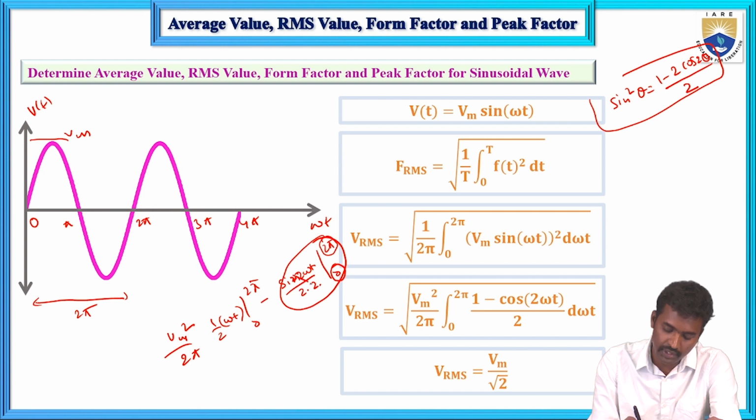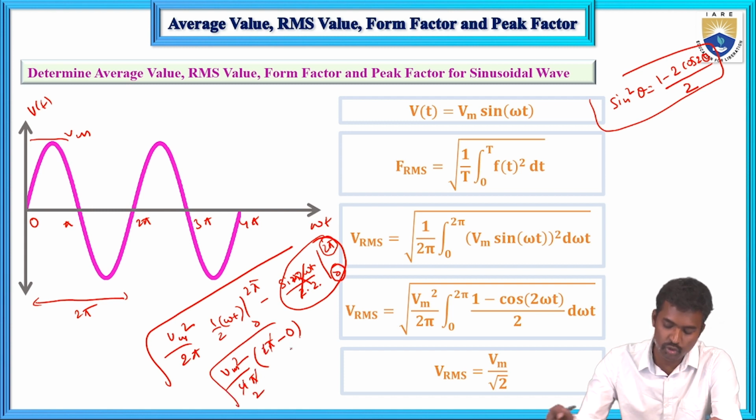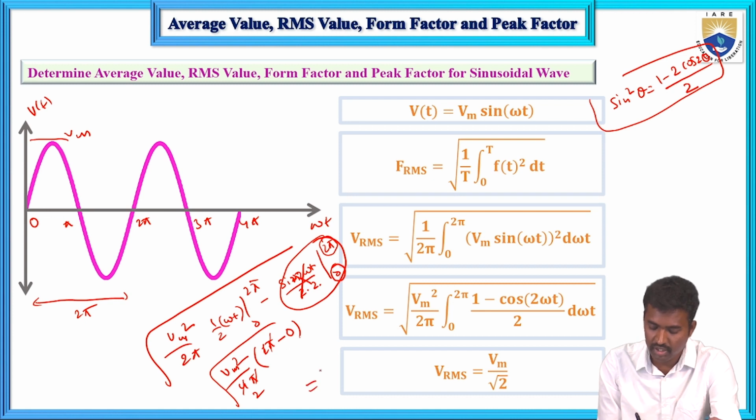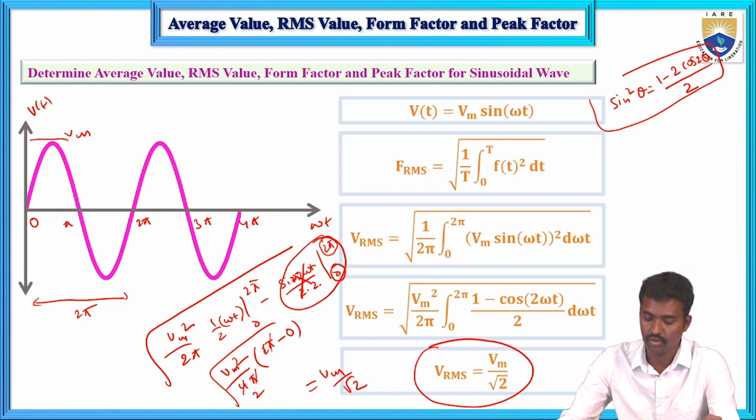So you can neglect this term completely, and we have only Vm square by 4 pi into (2 pi minus 0). Now pi gets cancelled, and taking the square root, Vm square by 2 means that value is Vm by root 2. This is the RMS value of the alternating quantity, the sine wave.